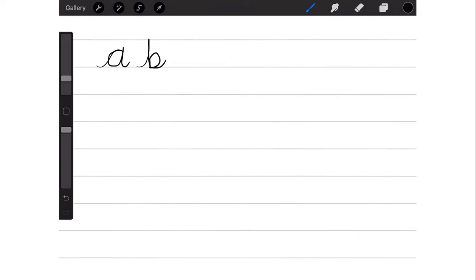So next is the C. So we start on the line, around, back, round. So mine isn't perfect because obviously it is on an iPad, and it's not as neat as if I was writing it on paper with a normal pen. So A, B, C, and then we've got D. So start on the line, around, back, up to the top, down and flick. You can see the letters are the same size, the ascenders are nice and tall.